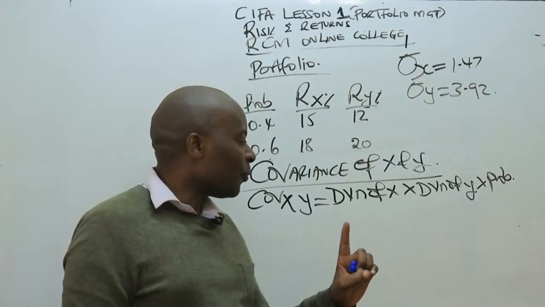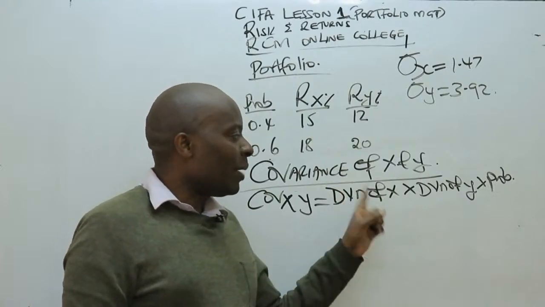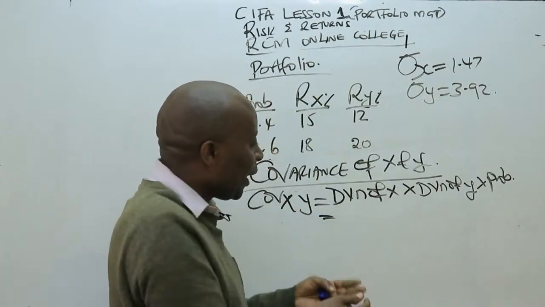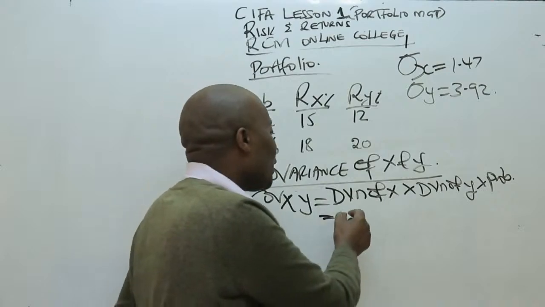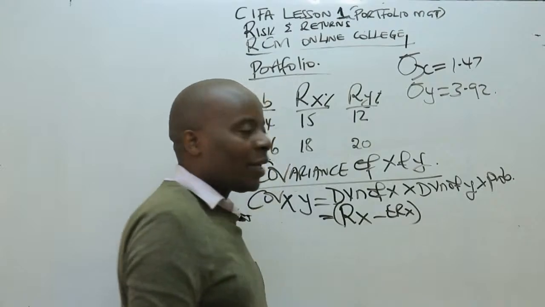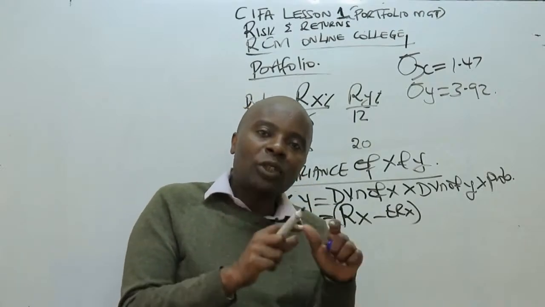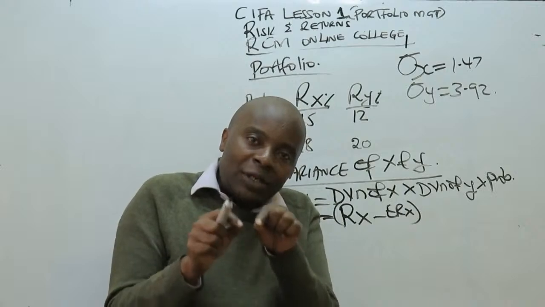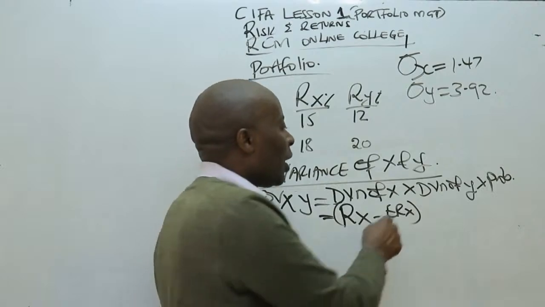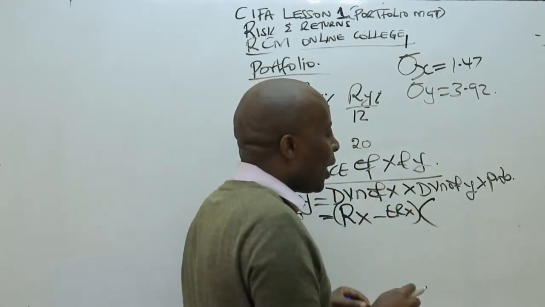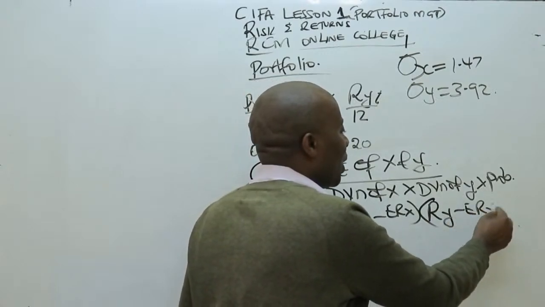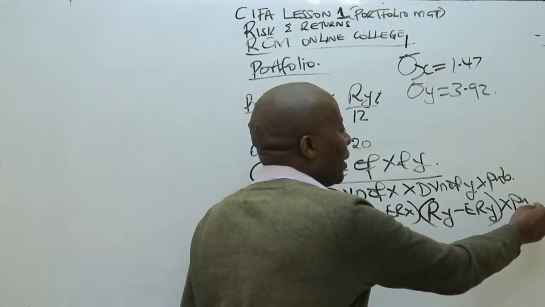So please write this in full. This is deviation of X multiplied by deviation of Y times probability. Ladies and gentlemen, what is our deviation of X? How do we get this deviation of X? It's very easy. You'll take the actual returns of X minus the expected returns of X, because it's the deviation of the actual returns from the expected returns. So returns of X minus expected returns of X into the deviations of Y. So deviations of Y, what do we have here? We have RY minus expected returns of Y times the probabilities, like that.